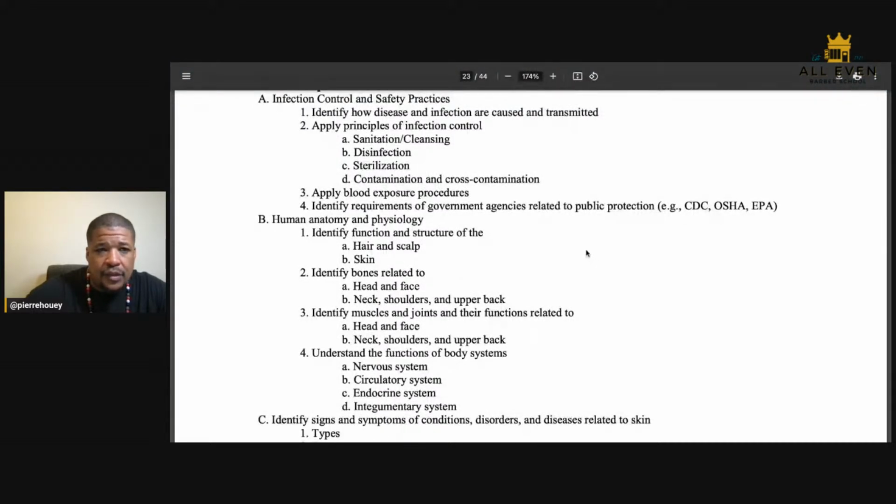Okay. So we have identify, I haven't talked about this one in a while. Identify requirements of government agencies related to public protection, which is the CDC, OSHA, and the EPA. Very easy to do. So let's do that. Let's go there. That's where we will find our work. Matter of fact, I'm going to keep that highlighted so everybody can see.